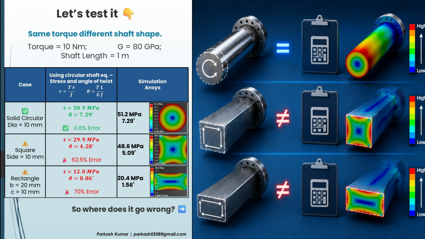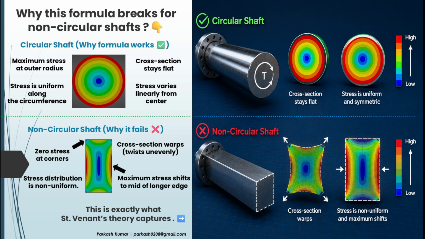So why does changing only the shape create such a huge error? The answer lies in how different cross-sections deform during twisting. A circular shaft has perfect rotational symmetry. Every point on its outer surface is the same distance from the center, so the entire cross-section rotates together and remains perfectly flat. Because the cross-section stays flat, the shear stress increases smoothly from the center to the outer surface and remains uniform around the circumference. These are exactly the assumptions used to derive the classical torsion equation.